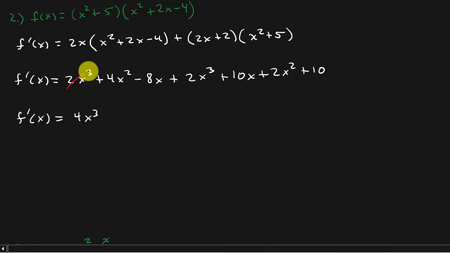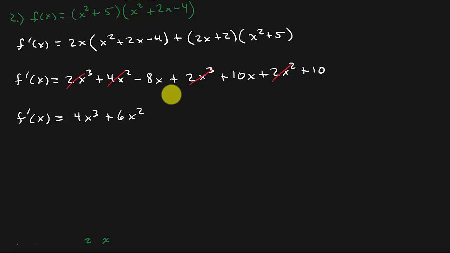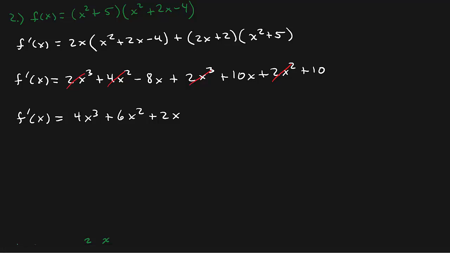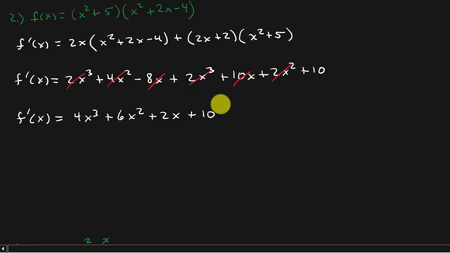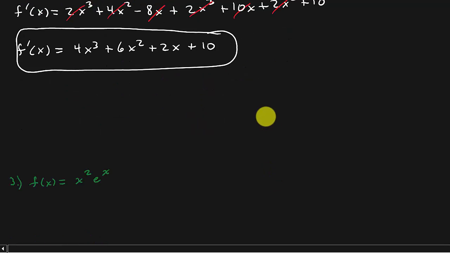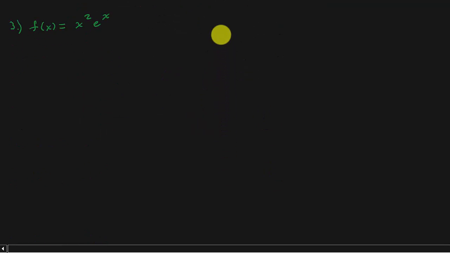Let me mark these out as I add them so I don't miss anything. And so 4x squared plus 2x squared is 6x squared. Let's mark those out. And then I've got negative 8x plus 10x is 2x. So those are gone. And then plus 10. All right. And there's your answer. So hopefully I didn't make any careless mistakes in there when I was multiplying that out. It can get all jumbled up.